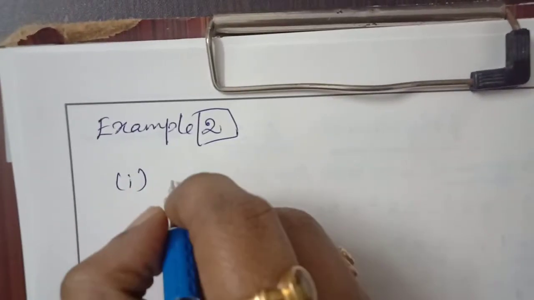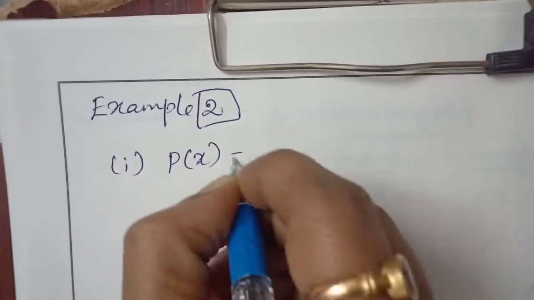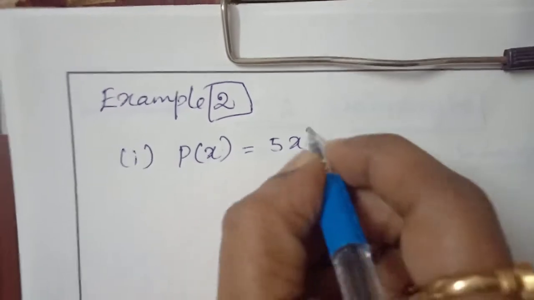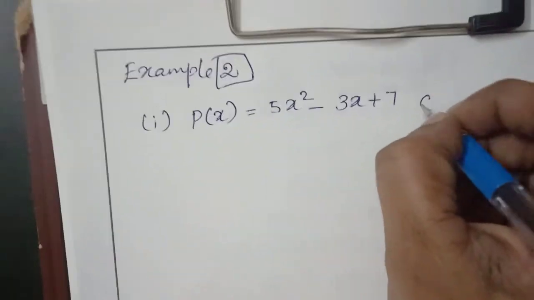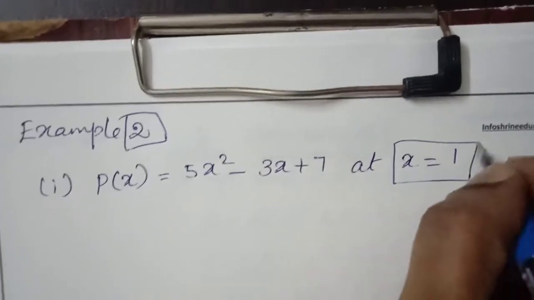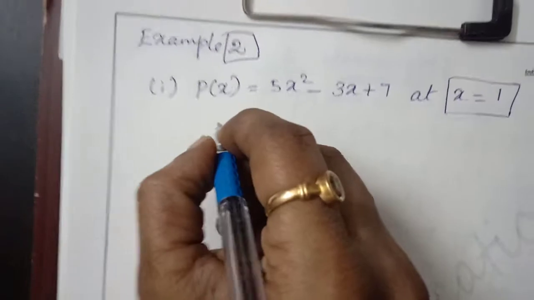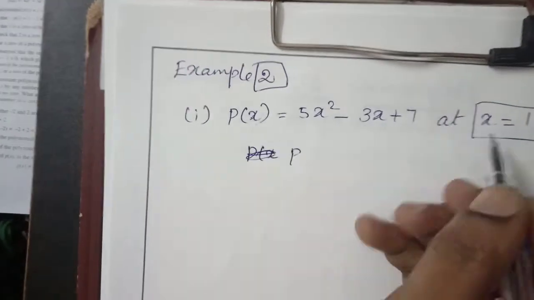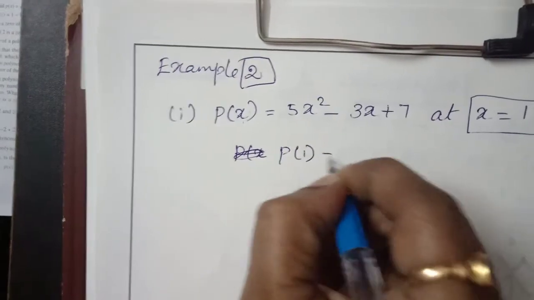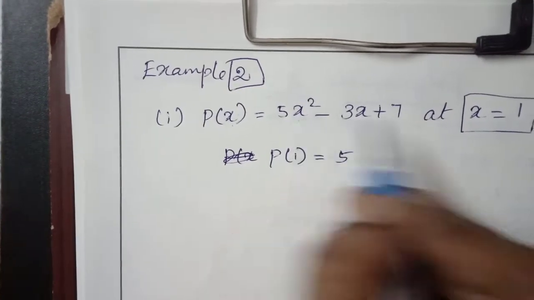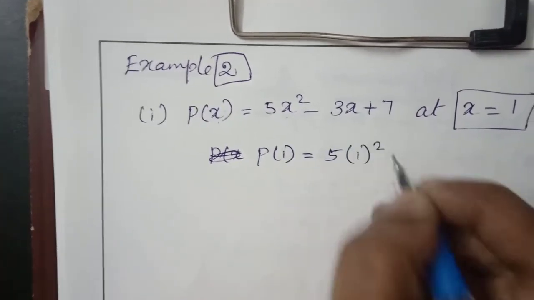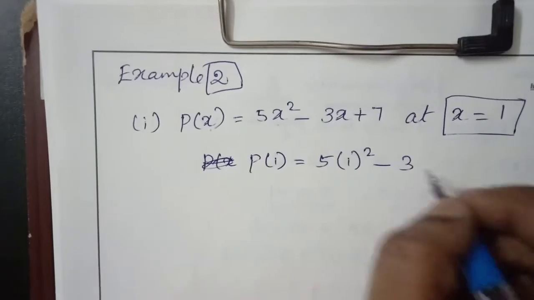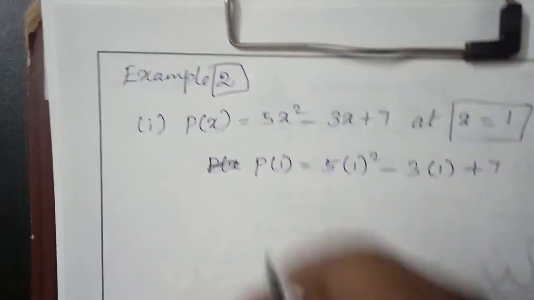The first sum what we have is P of x is equal to 5x square minus 3x plus 7 at x is equal to 1. So they have given the x value. With this we have to substitute. So P of 1 is equal to 5, x is what? 1. So 1 square minus 3, x is 1 plus 7.